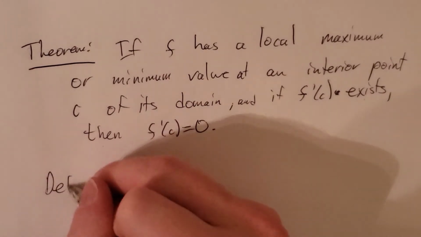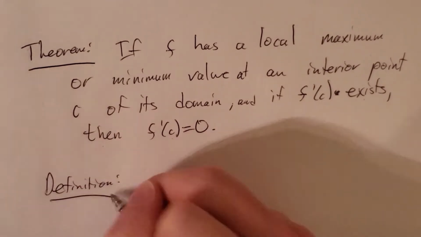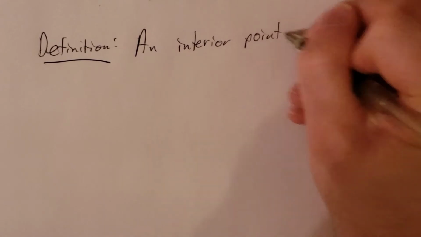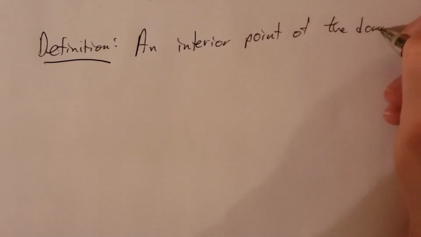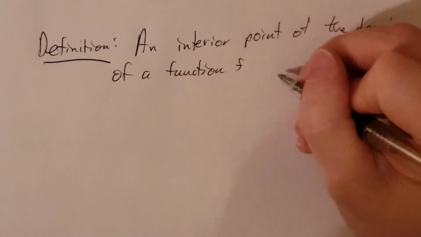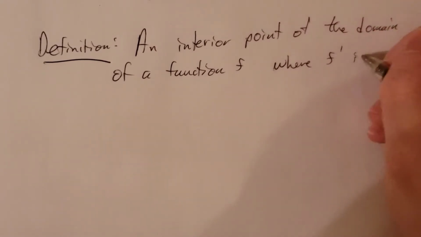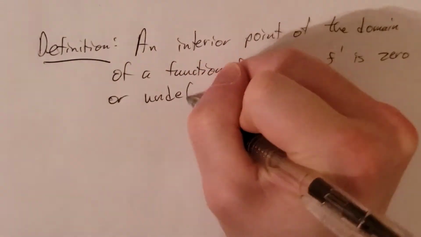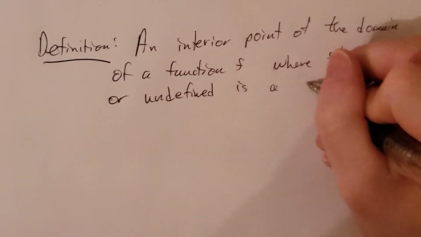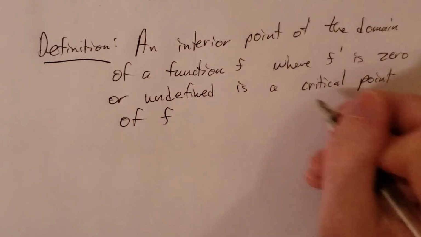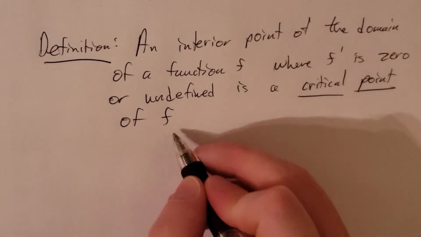This leads us to a definition. An interior point of the domain of a function f where f prime is 0 or undefined is a critical point of f. So that's the definition of a critical point.